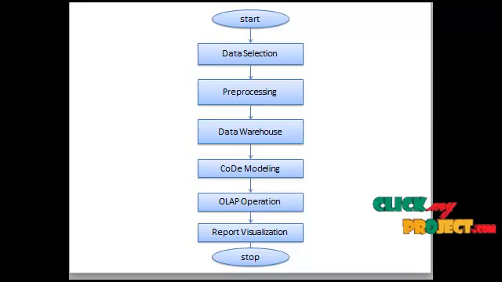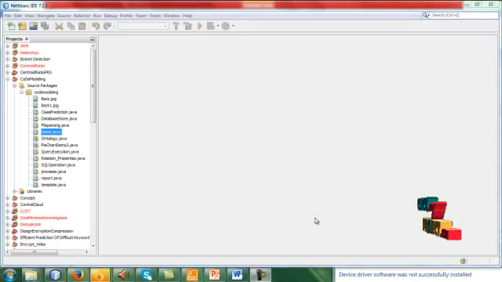This process starts from data selection and pre-processing. We take the geographical data set. After pre-processing the data set, we construct the data warehouse. After the data warehouse is constructed, the OLAP operations are performed. After the OLAP operations are performed, the final report is visualized using different formats of visualization graphs. Let us run our process.